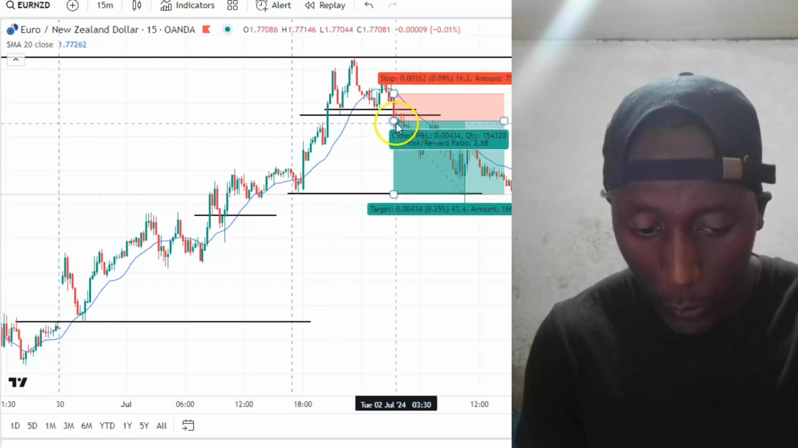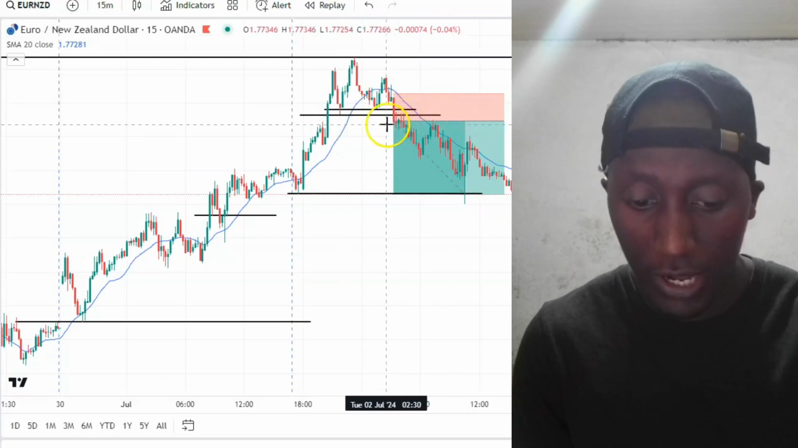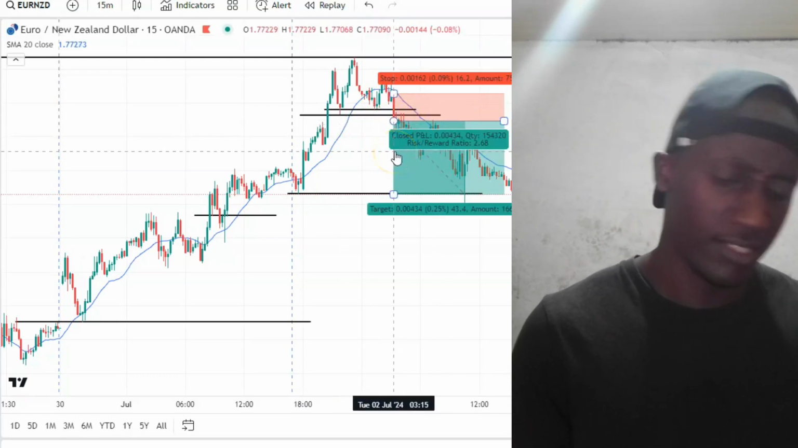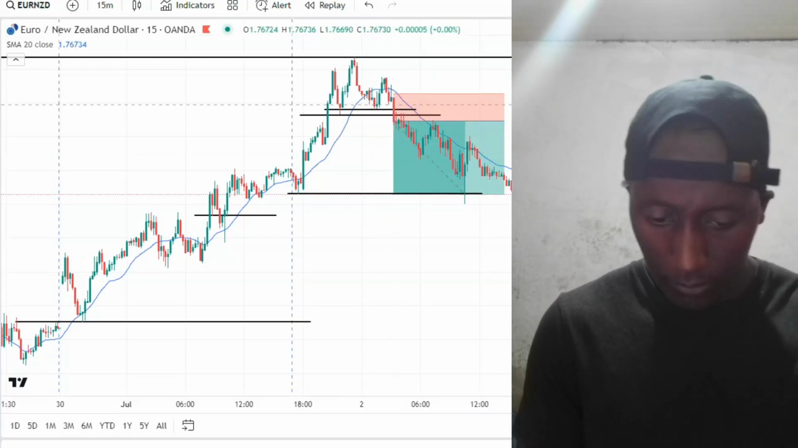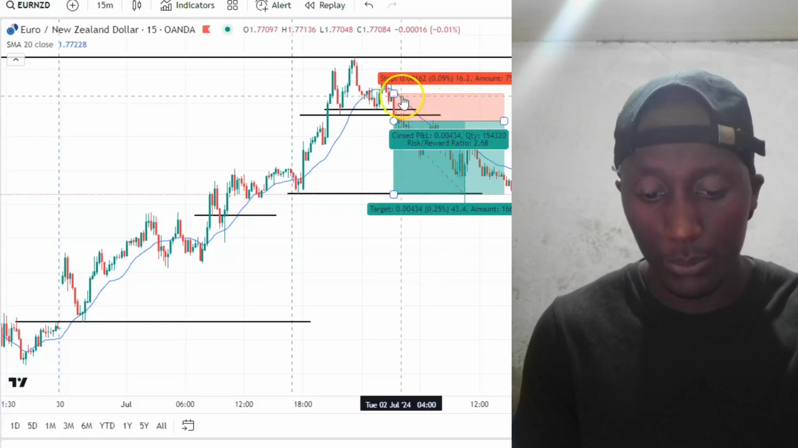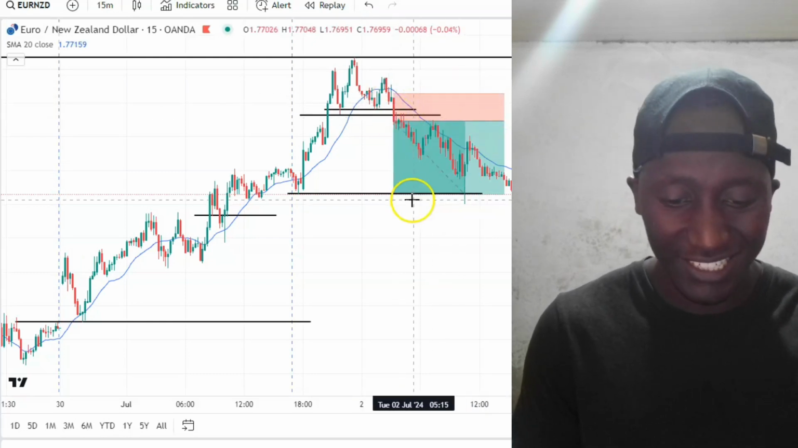The moment we break below that level is your entry. This one was in the London session, the second 15-minute candle. The moment that candle closed, that's your entry. You have your stops above that candle, and you are targeting this area.